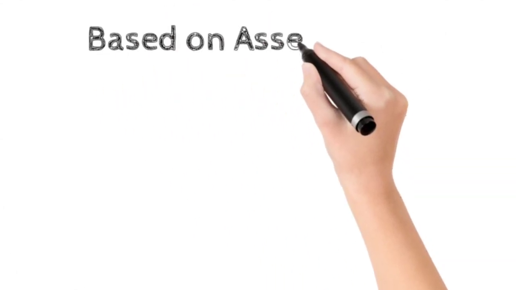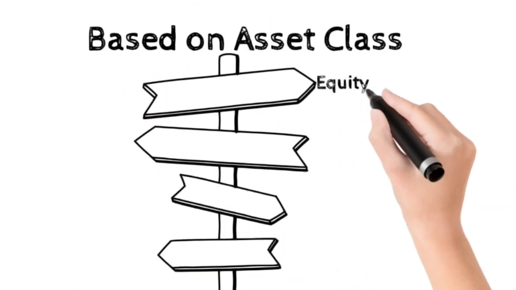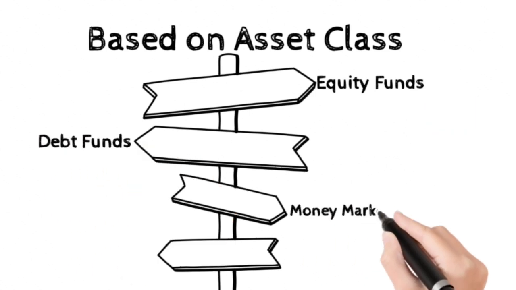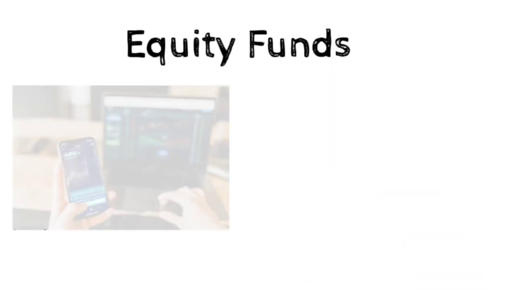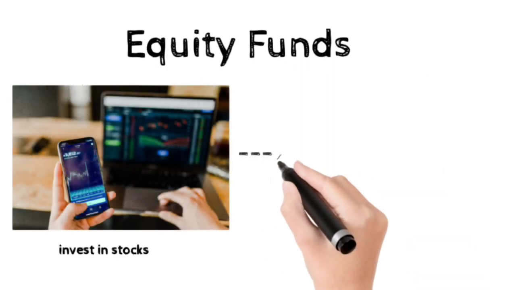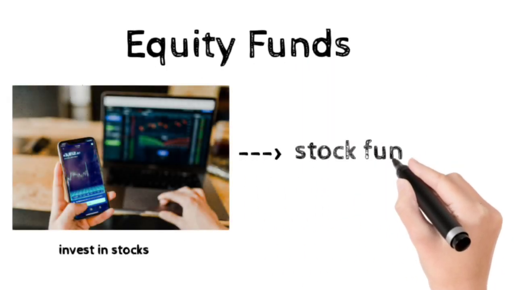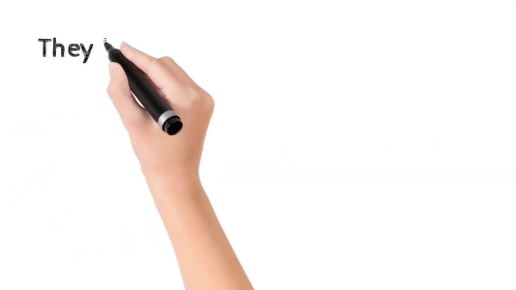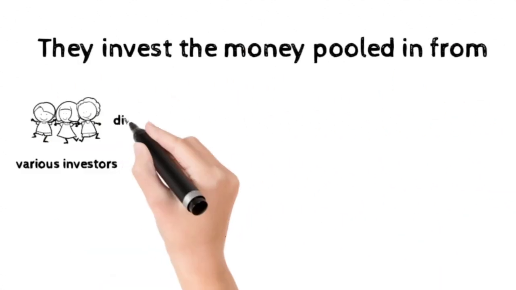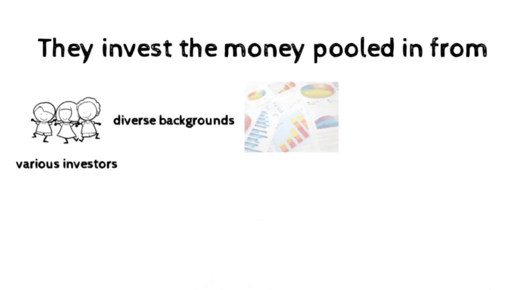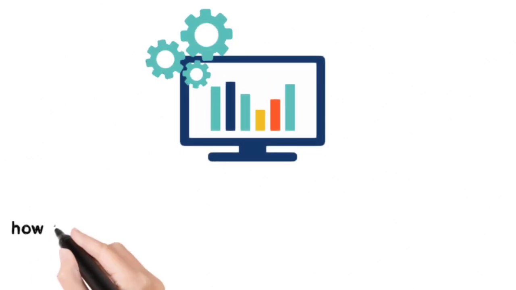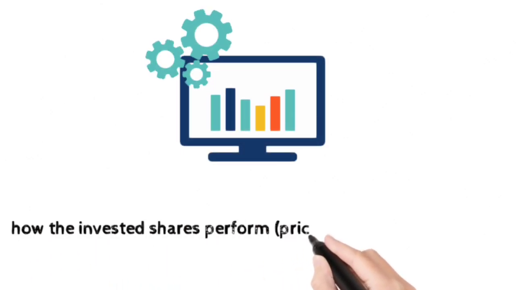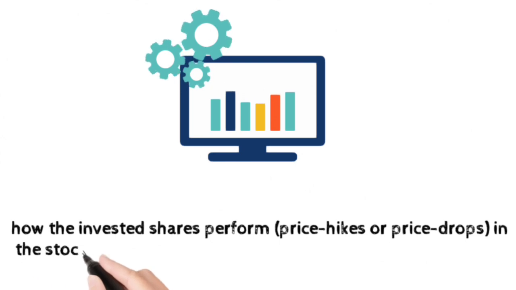Based on asset class, there are equity funds, debt funds, money market funds and hybrid funds. Equity funds. Equity funds primarily invest in stocks and hence go by the name of stock fund as well. They invest the money pooled in from various investors from different backgrounds into shares of different companies. The gains and losses associated with this fund depend solely on how the invested shares perform in the stock market.